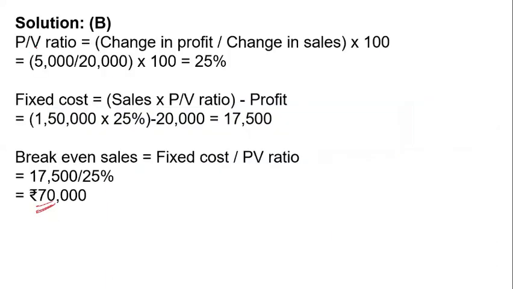So the detailed solution is given here. PV ratio is change in profit divided by change in sale, and we get 25%. Then the fixed cost is sales multiplied by PV ratio minus profit: 1,50,000 times 25%, minus 20,000, that is 17,500. Break-even sale is fixed cost divided by PV ratio, so 17,500 divided by 25%. So 70,000 is our right answer over here.